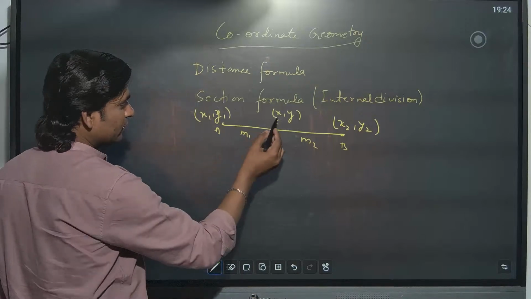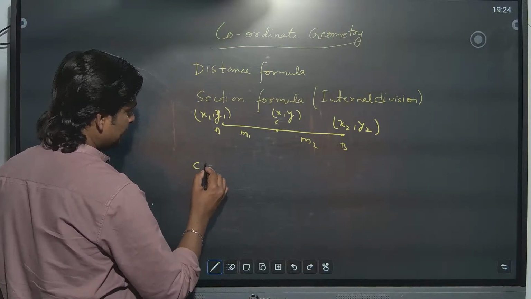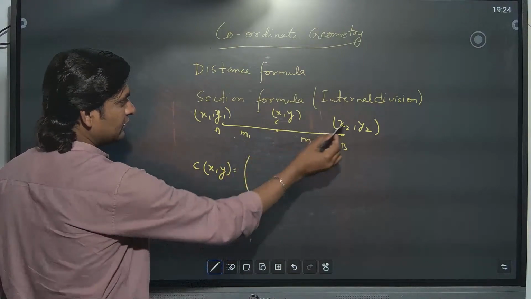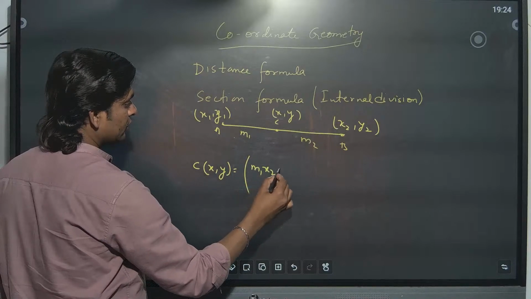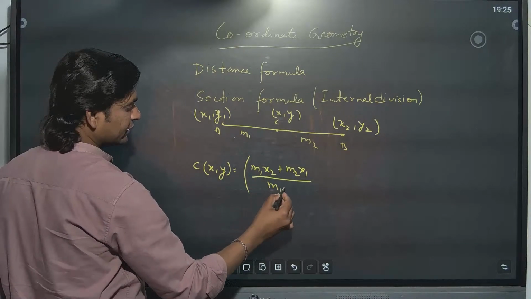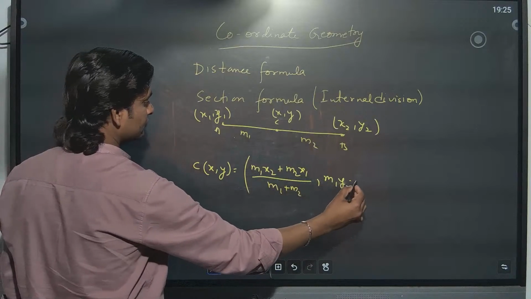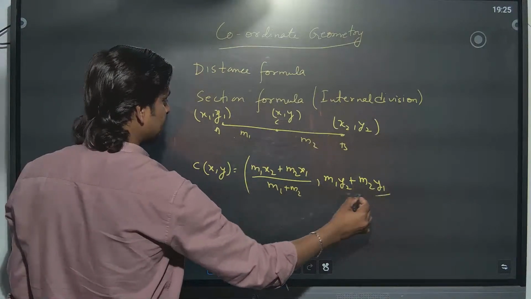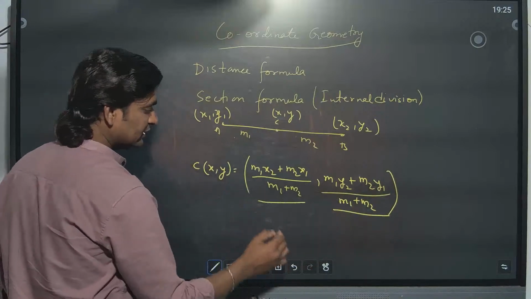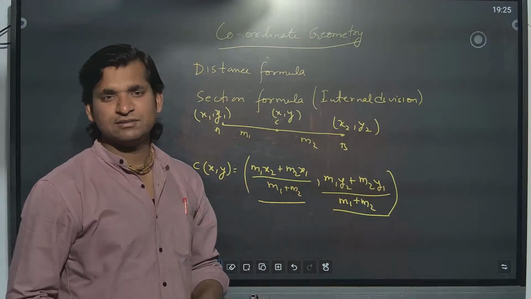So what is the section formula for finding this point C, x comma y? How will you find it? With m1, x2 will come first. With m2, x1 will come, and the sum of the ratio. Again, with m1, y2 will come. Again, with m2, y1 will come, divided by m1 plus m2. This is the x value, this is the y value. So in the x value, x only will come. In the y value, y only will come.